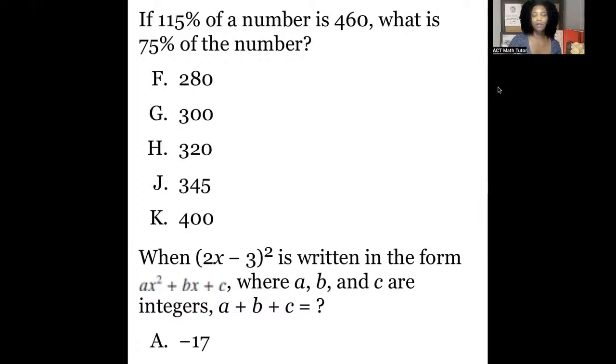All right, question number 3 on the screen for us now. If 115% of a number is 460, what is 75% of the number? Okay, so be careful here to make sure that you are answering the question that they are asking you, not what you want the question to be. Okay, because anytime we see things like a number, you might be tempted to find out what the number is. But the question reads, what is 75% of the number?